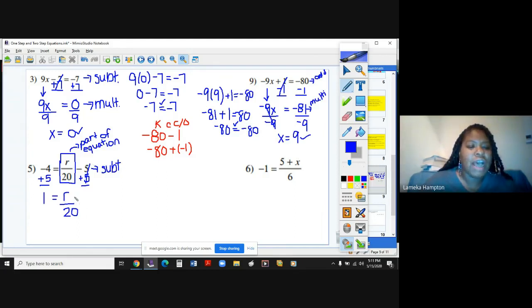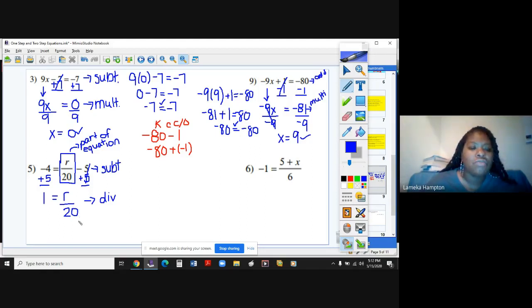Now, I have gone from a subtraction problem to a division problem. Why? Because remember, fractions are nothing more than division problems. So this is a division problem. So because it's a division problem, that means I need to do the opposite, which is multiply.